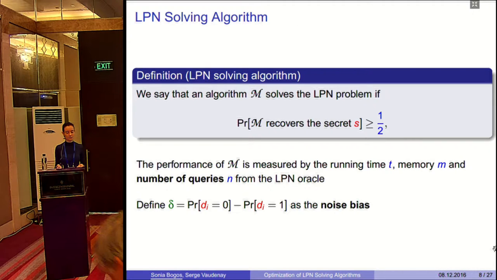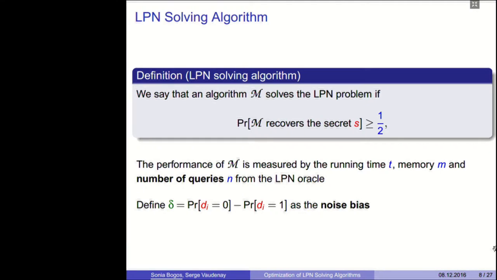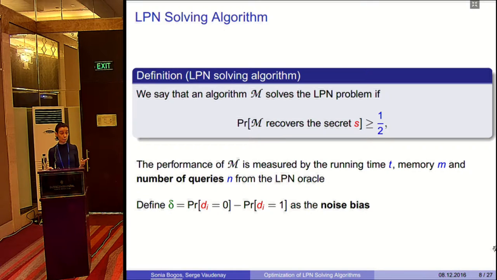Now, for the algorithms, we say that an algorithm solves the LPN problem if it is able to recover the whole secret in more than half of the cases. This value 1 over 2 is one value that we fix ourselves, but in this definition it can be generalized and we can choose any other parameter between 0 and 1. And when we're looking at the LPN solving algorithm, we want to study its performance by its running time, its memory complexity, and the number of queries that we require from the LPN oracle. And actually, the parameter that is the most important is the number of queries, as this is going to dictate the time complexity and the memory complexity.